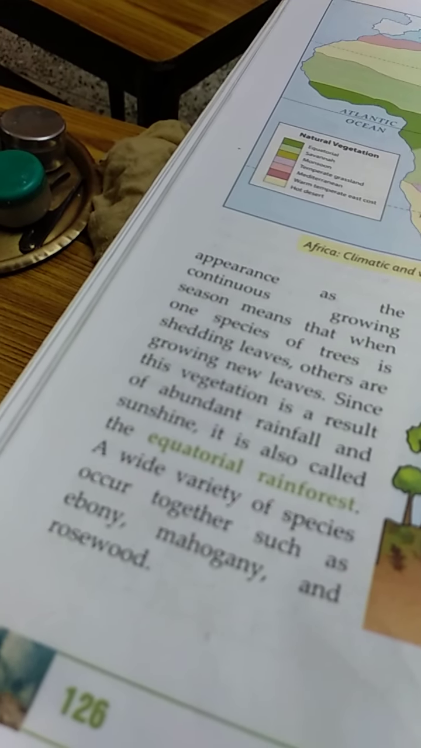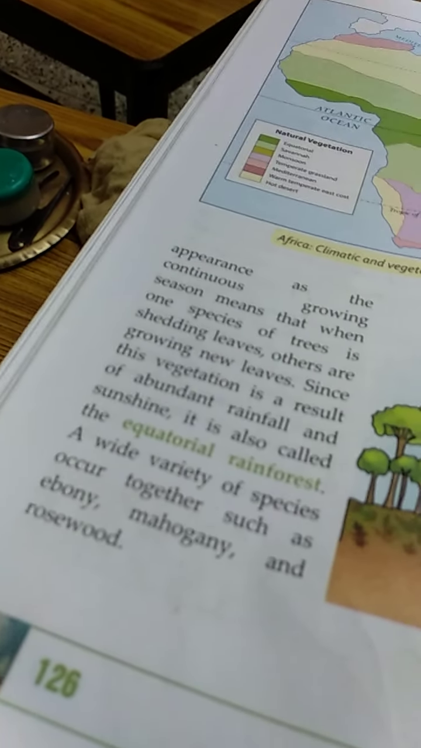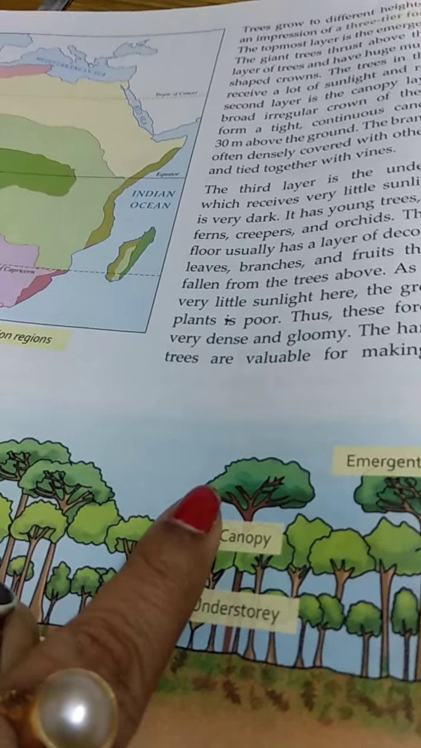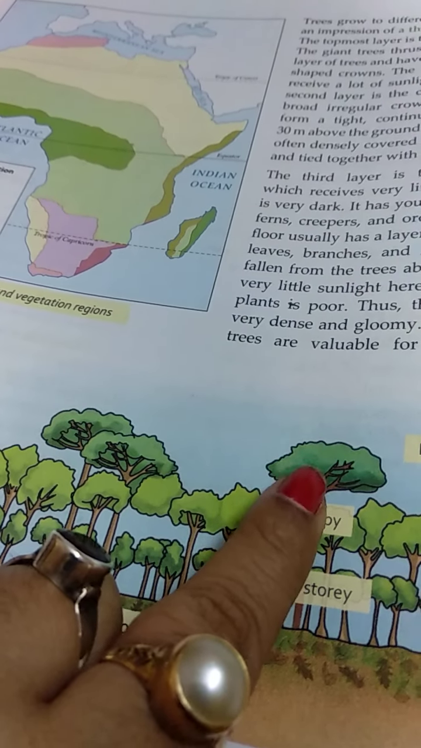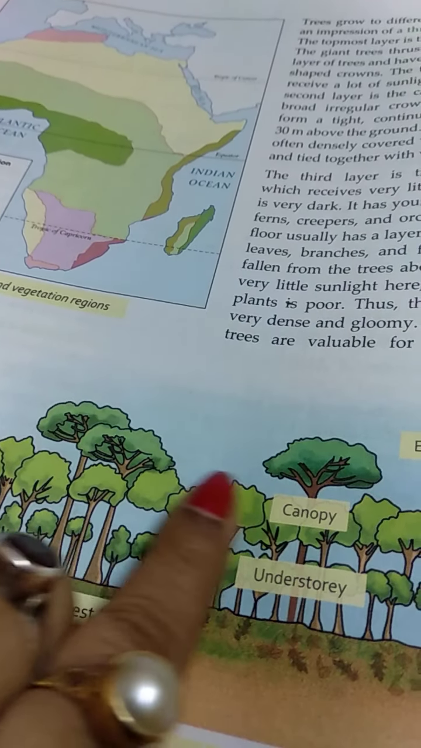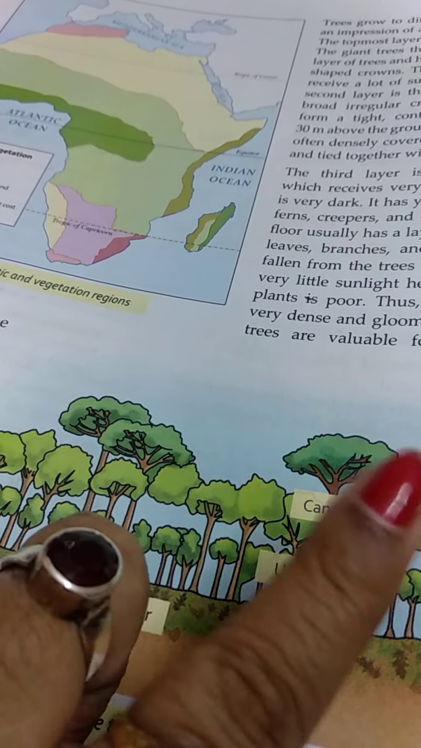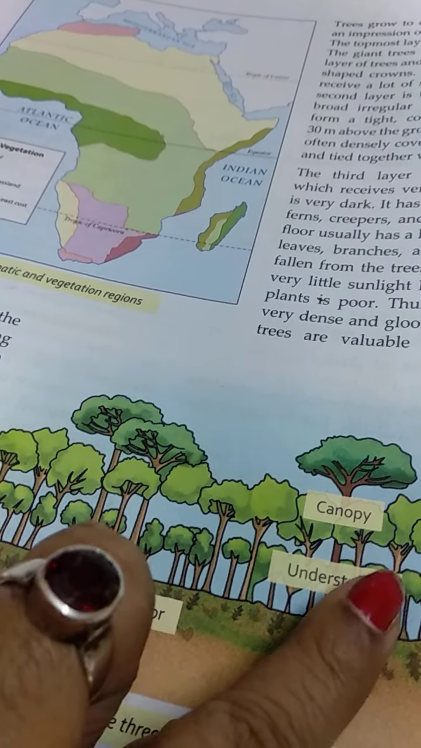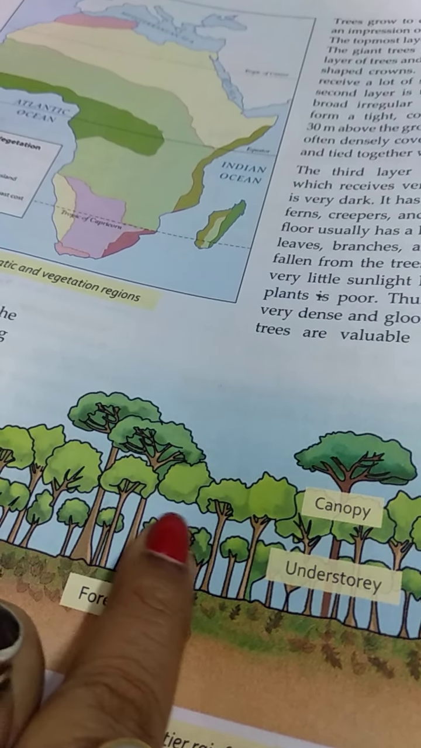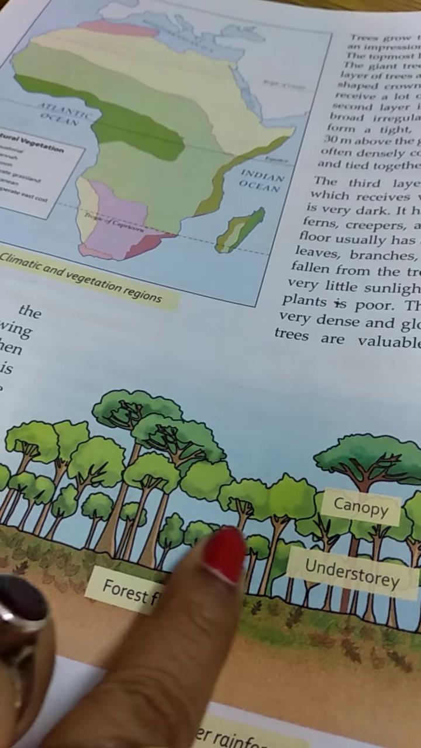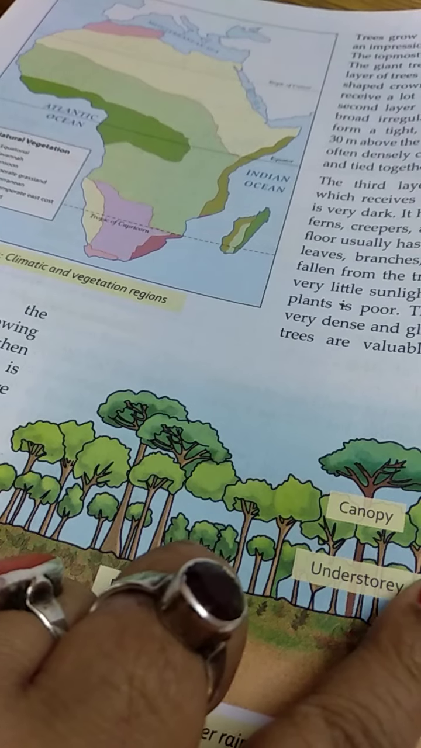A wide variety of species can be found here like ebony, mahogany and rosewood. The trees are of different heights. You can see the trees are of different heights. The topmost layer is known as the emergent layer, and these are giant trees that make it dense. Below it is the canopy type, which gives the shape of a mushroom. Here the trees receive a lot of rainfall and sunlight.